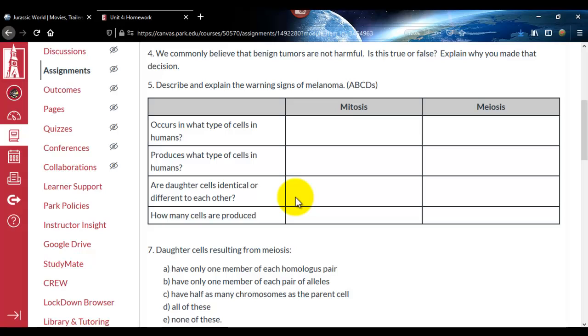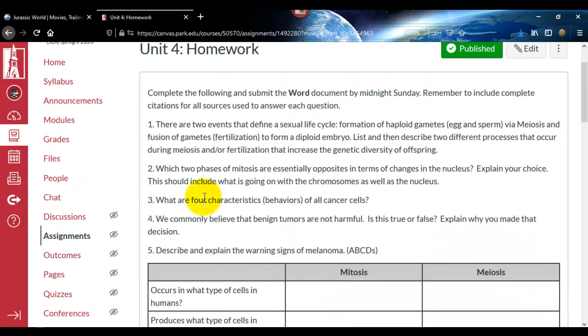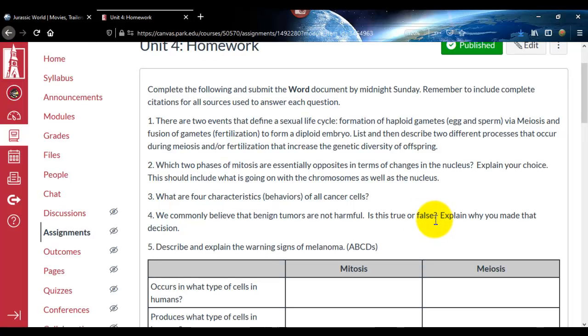Let's see. This is a little bit of a graph. It says what two phases are essentially opposite in terms of the nucleus. And then, what are 4 characteristic behaviors of all cancer cells. We talk about that as well. We believe benign tumors are not harmful. Is this true or false? Well, if they're in an area that's not vital, an area where they're not going to obstruct something, they're not as dangerous. If you had one in the middle of a person's brain that's going to grow, that would be bad.